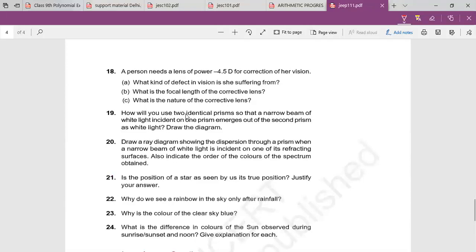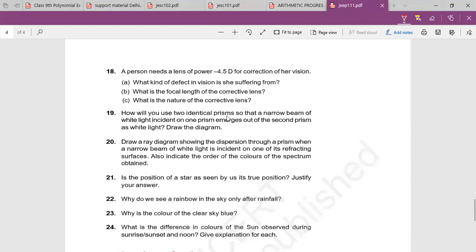How will you use two identical prisms so that a narrow beam of white light incident on one prism emerges out of the second prism as white light? Draw the diagram. Which diagram do you have to draw? That experimental activity I showed you, the recombination of prisms.